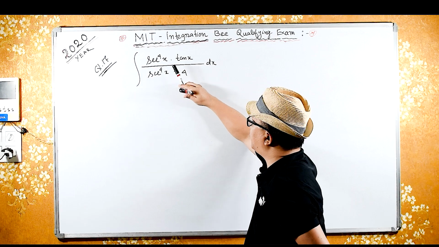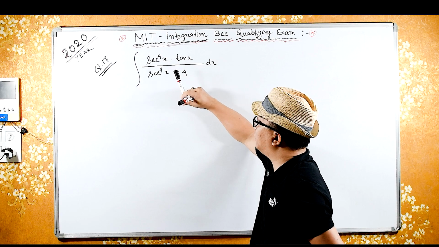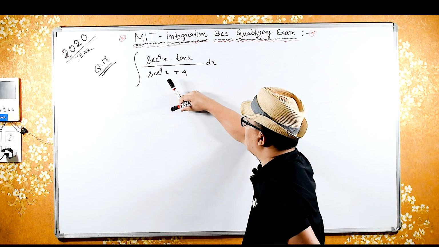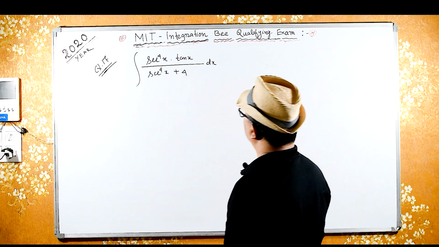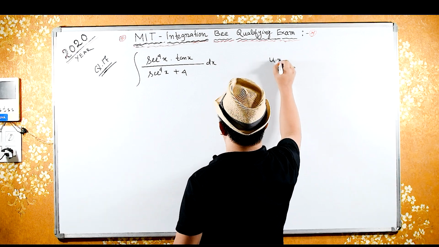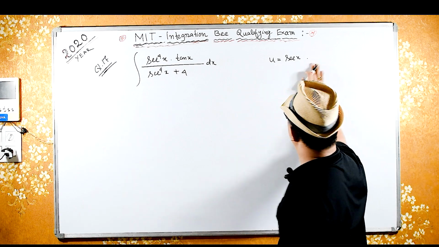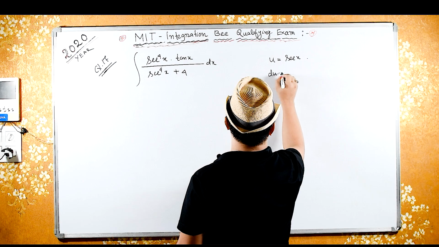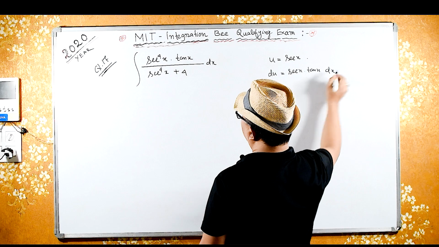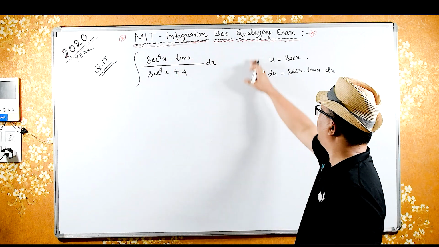Now this integral of sec^4 x tan x upon sec^4 x plus 4. Here we have to use some trigonometric identities. If I substitute u equals sec x, then du equals sec x tan x dx. Now I am getting sec x tan x. Yes, this is right. This will be an easy one.